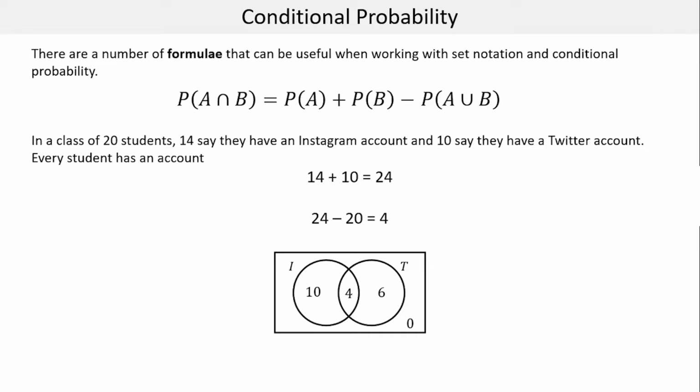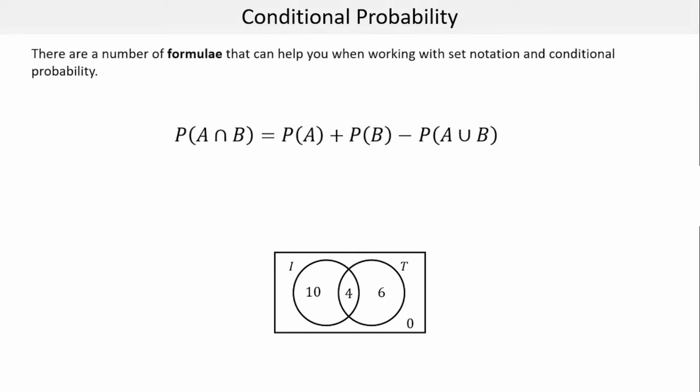Well, we're actually using this formula which works with probabilities and also with frequencies like we have here. We've added together the frequency for the Instagram account, 14, with the frequency for the Twitter account, 10. We got 24, and then we subtracted the union. We subtracted the number of students in the class. 14 plus 10 subtract the 20. And that gave us 4, which is the intersection. So like I said, we've been using this informally up to now, but would like to formalize its use.